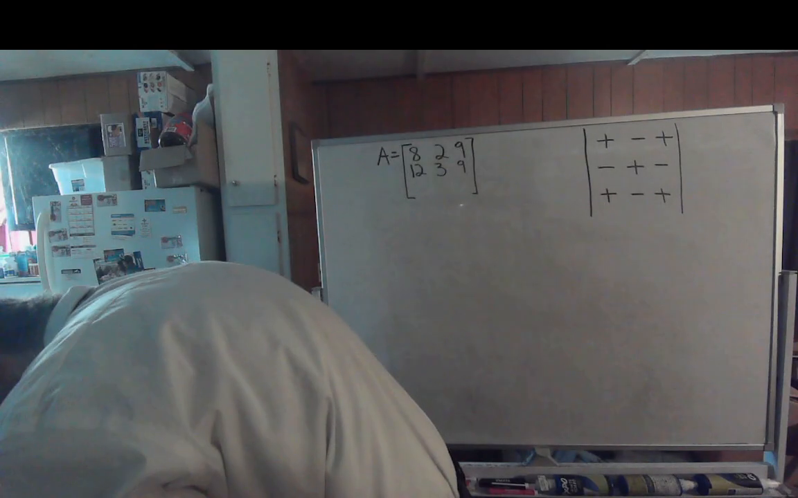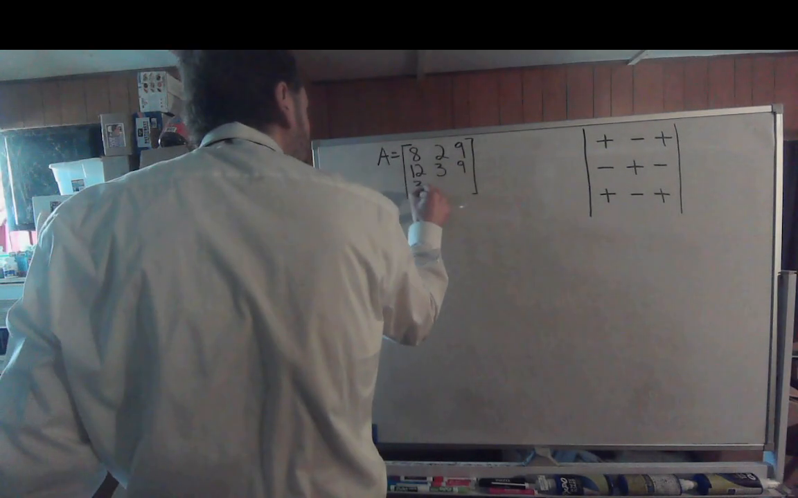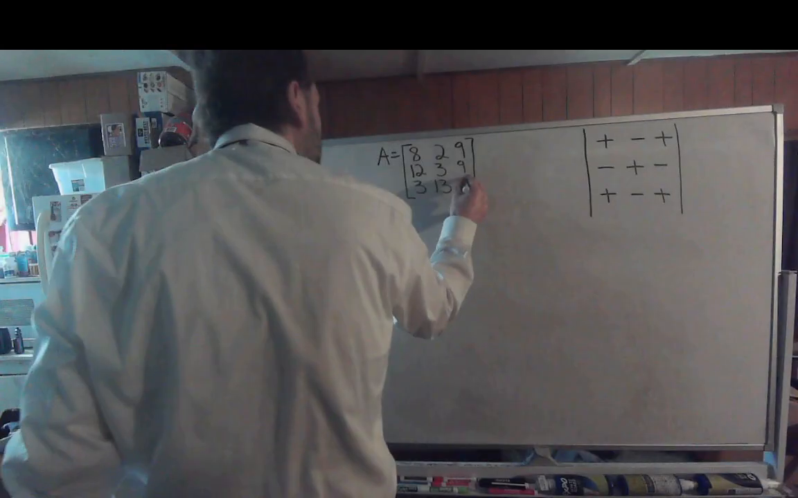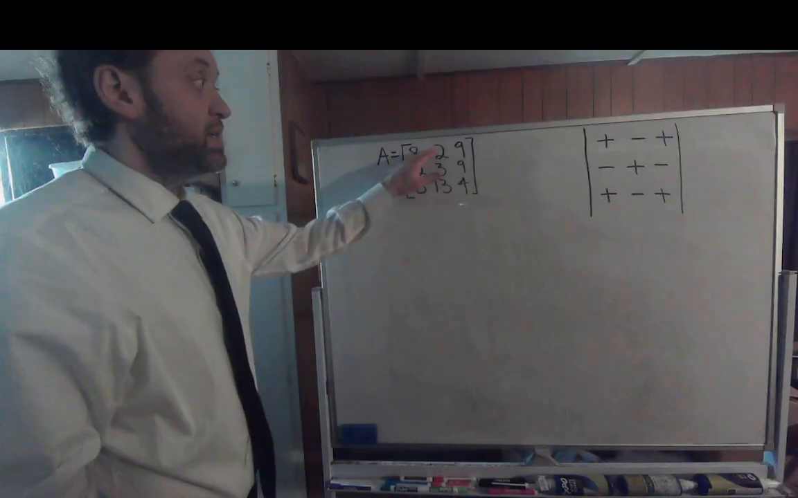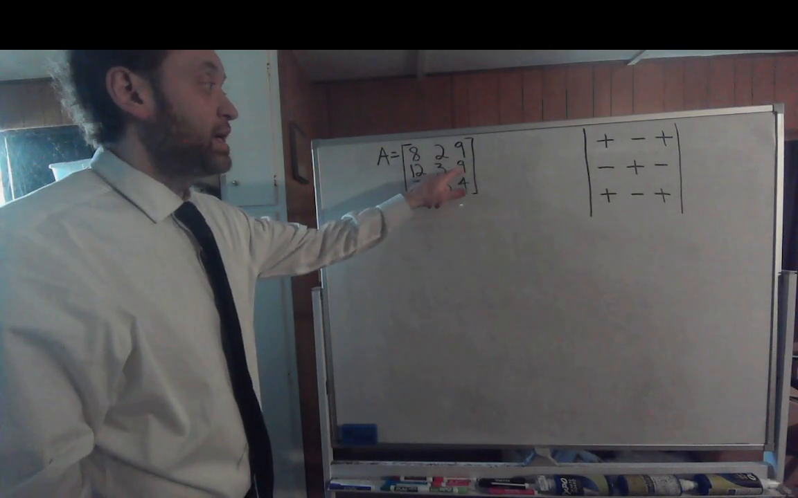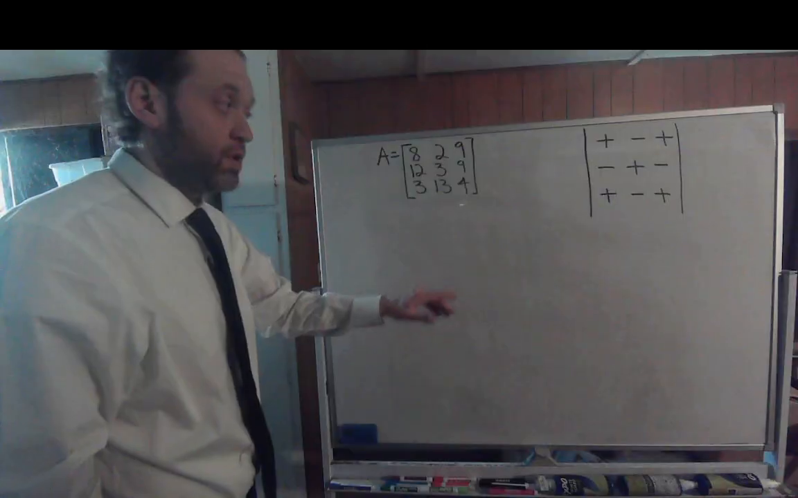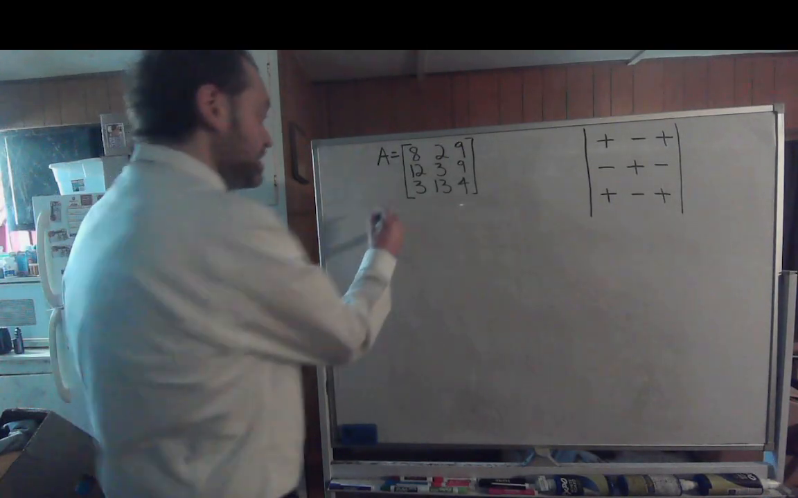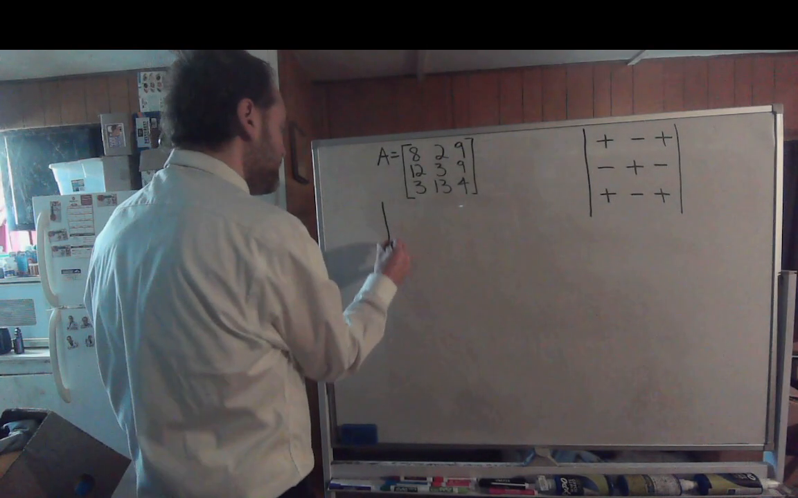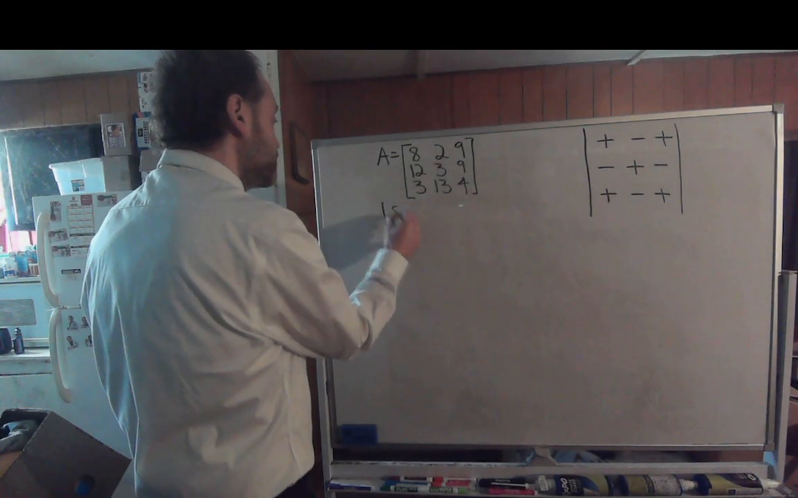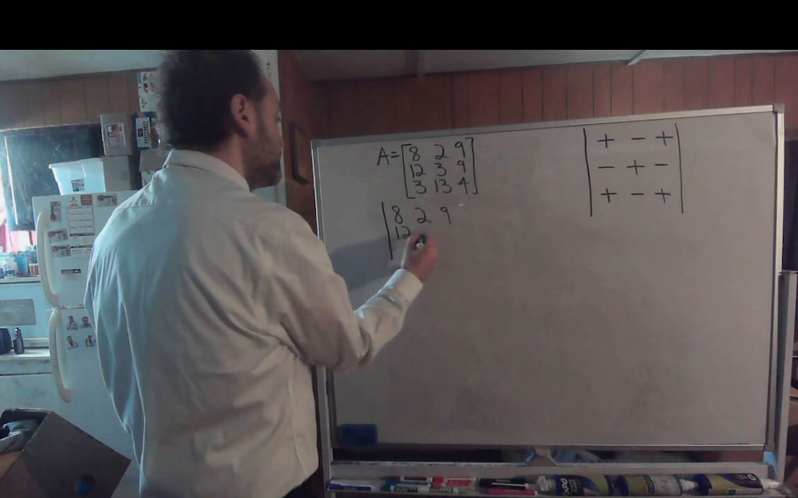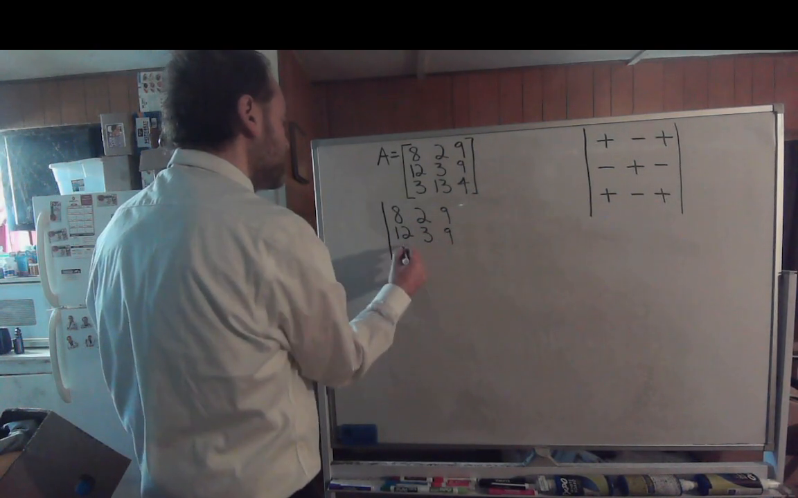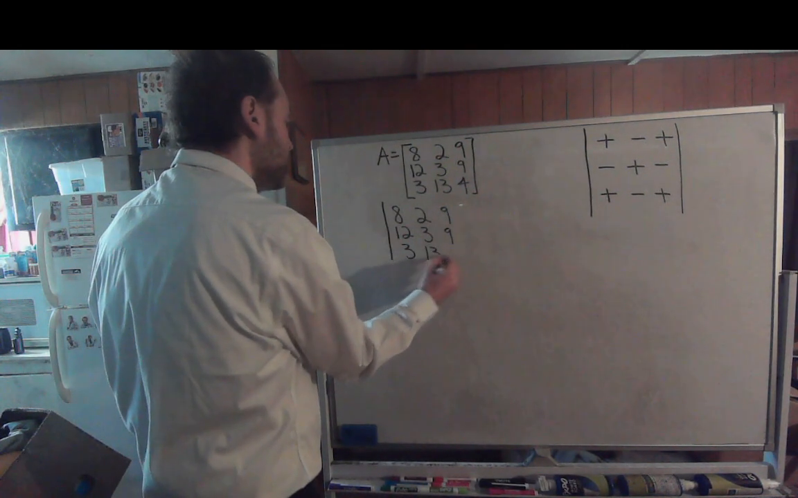Let's see. 3, 13, and 4. Okay. So there's matrix A with entries 8, 2, 9, 12, 3, 9, 3, 13, and 4. So let's set up the determinant notation, which would be 8, 2, 9, 12, 3, 9, 3, 13, and 4.